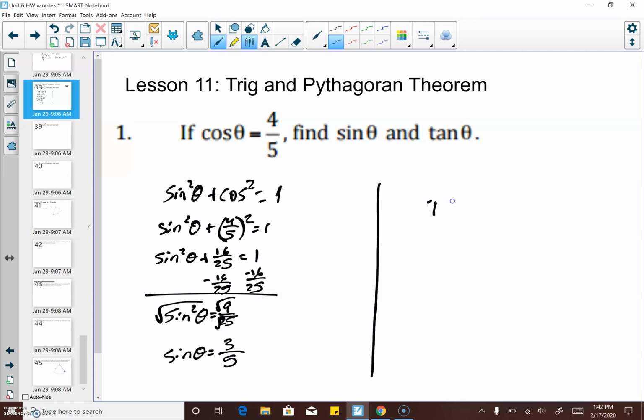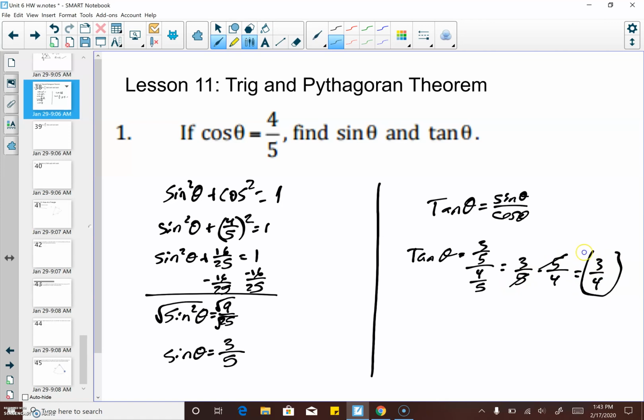For our tangent now, our other identity was tan of theta equals sine over cosine. So tan theta equals 3 over 5 divided by 4 over 5. Some of you are probably starting to figure out that realistically the denominators just cancel out, and we end up with a tangent fraction of 3/4 because our 5s are going to cancel out for both of them.